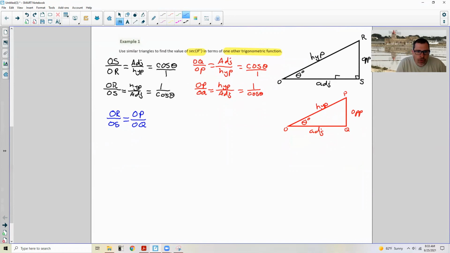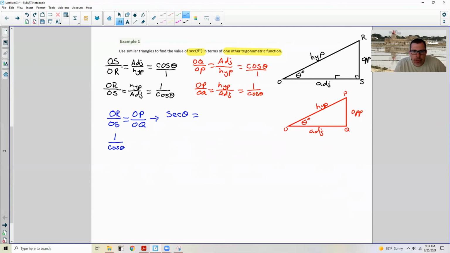Well, what is OR over OS? Well, it's 1 over cosine. But by definition, that is secant. So if I flip this over, it would be secant theta. Or 1 over cosine theta is secant theta. So I am going to say that this is going to yield secant theta, right? OR over OS is 1 over cosine theta, and that's the inverse, and that's secant. So OR over OS is secant, and that equals OP over OQ.